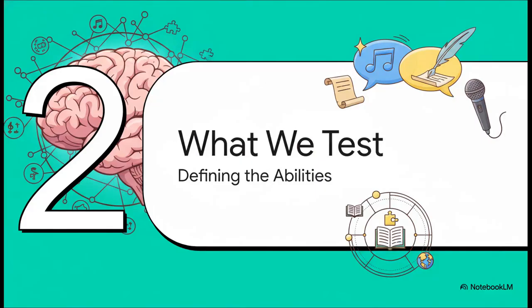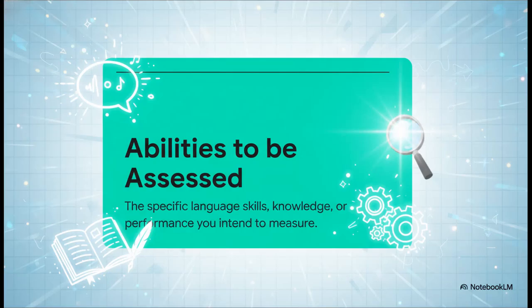Okay, so once you've got your why figured out, it's time to move on to the what. What exactly are you testing? This is where you have to get super specific about the skills and the knowledge you're trying to measure. We call these the abilities to be assessed. And listen, this is not about some vague topic like grammar. No, it's about defining very specific things.